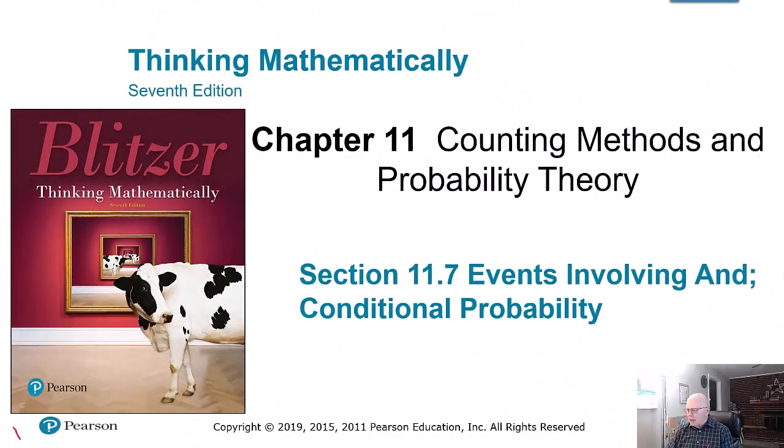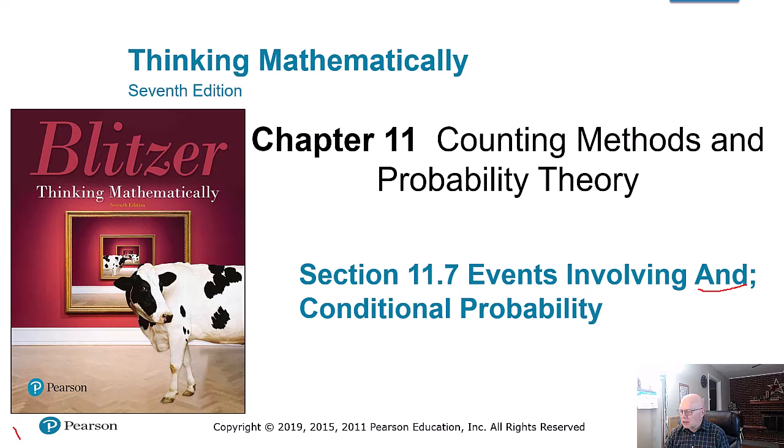Welcome back. We're in section 7, next to the last section in chapter 11 on probability. Remember the last time we talked about events involving or? Well, this time we're going to be talking about events involving and instead of or. Remember, or represents union for set notation and represents intersection. That should give you a little bit of an idea of what's going on.